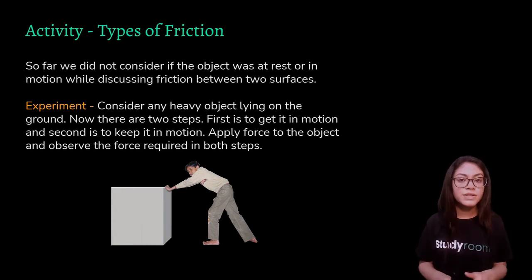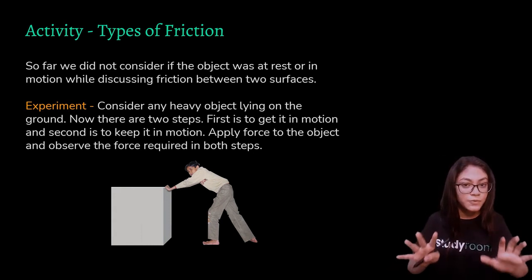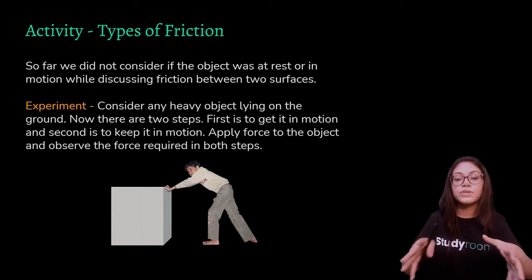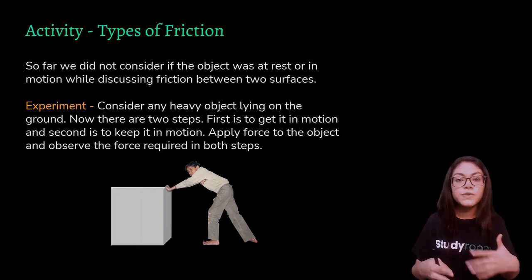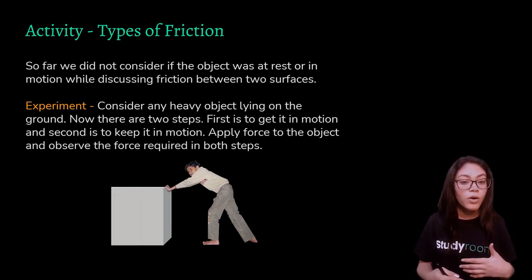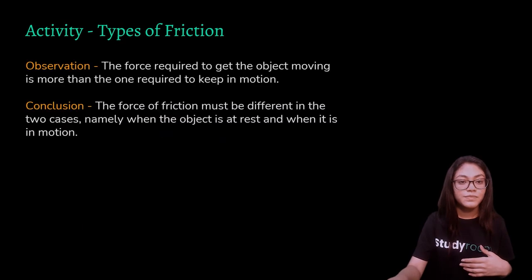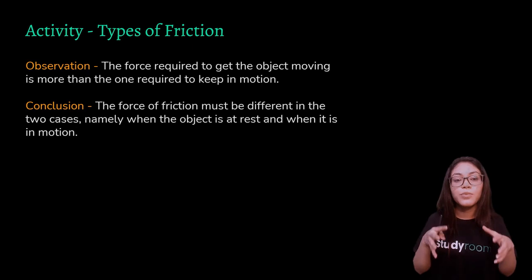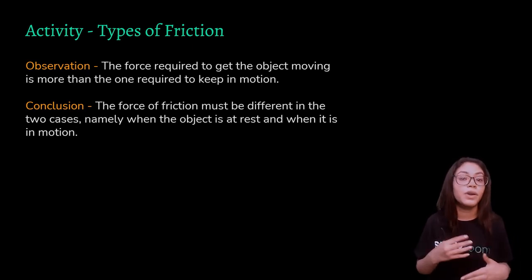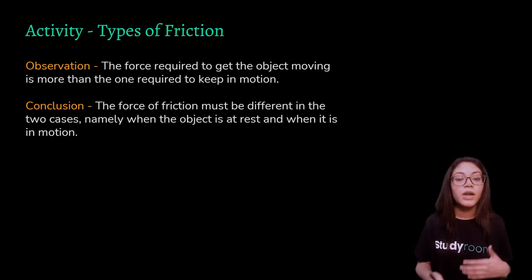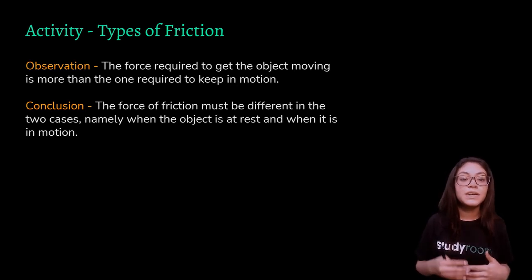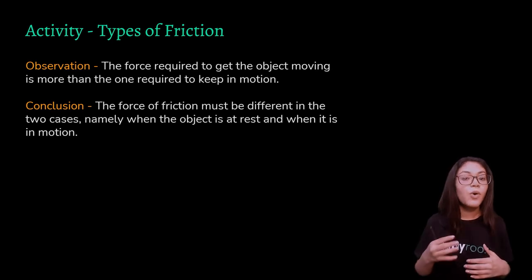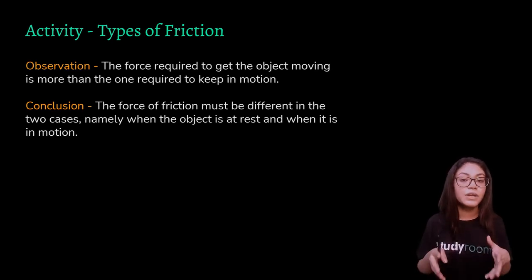Firstly, the box is kept at rest and you try to move it. There is a force required. And when the box is already in motion, again a force is required. So can you think which force will be more? Now we observe that the force required to get the object moving is more than the one required to keep it in motion. The force of friction must be different in two cases, namely when the object is at rest and when it is in motion.